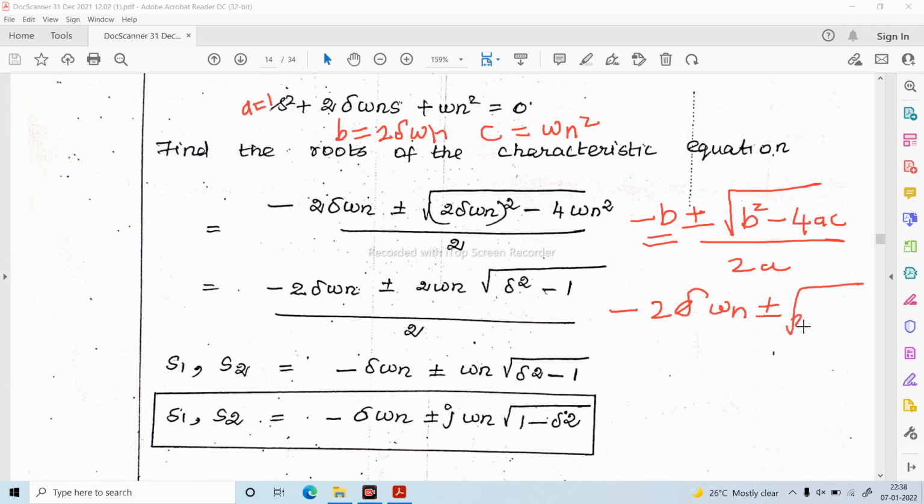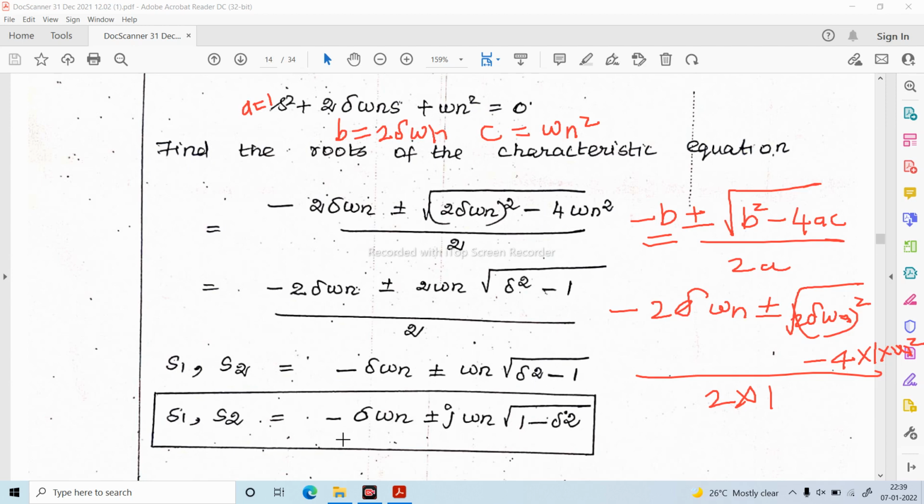B square is (2 delta omega n) the whole square, minus 4ac, that is 4 into a into omega n square, divided by 2a, that is 2 into 1. Next I am going to get two roots here. One of the roots is minus delta omega n plus or minus, the 2 gets cancelled by this 2, omega n square root of delta square minus 1.